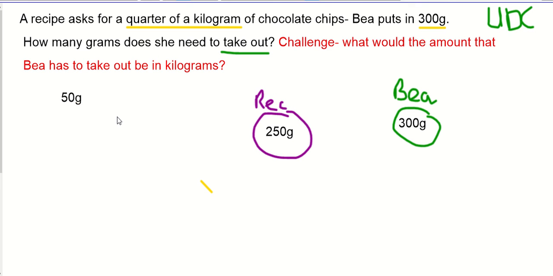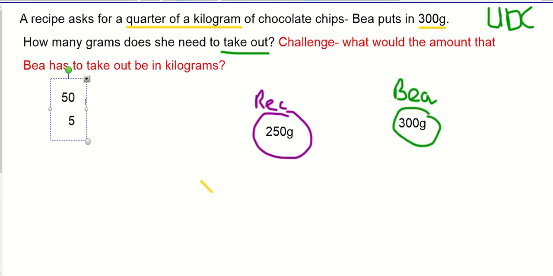So then the challenge is, what would the amount that B has taken out be in kilograms? Again, we need to use that understanding of there are 1,000 grams in a kilogram. So I'm thinking about, I need to divide my 50 grams by 1,000 because it's 1,000 times bigger if I want to show it in kilograms. I'm just trying to think about how I could do this the easiest way so you can see it. So I'm thinking 50 divided by 10 is 5.